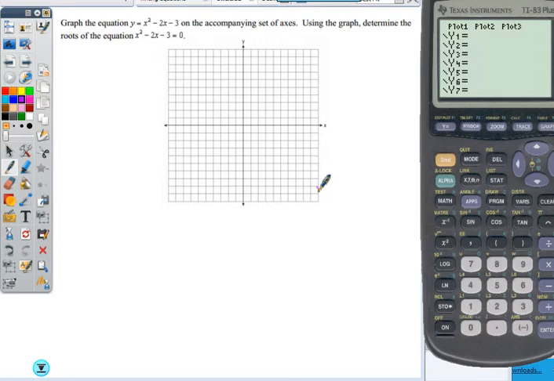In this video, I'm going to show you how to answer this Regents question involving graphing a quadratic equation. The quadratic equation that they give you is y equals x squared minus 2x minus 3. And it says to graph the equation y equals x squared minus 2x minus 3 on the accompanying set of axes. Using the graph, determine the roots of the equation x squared minus 2x minus 3 equals 0.